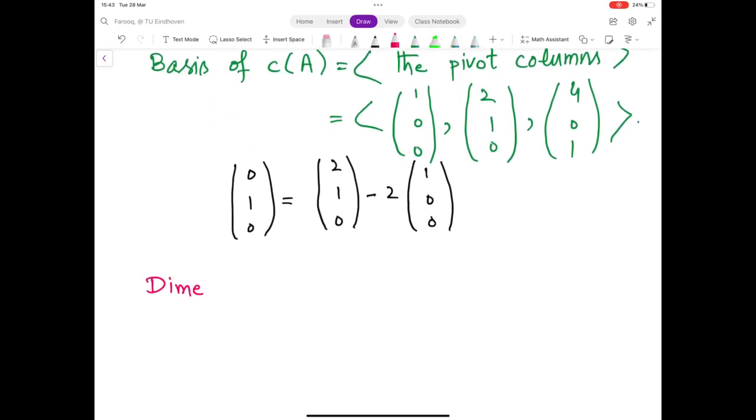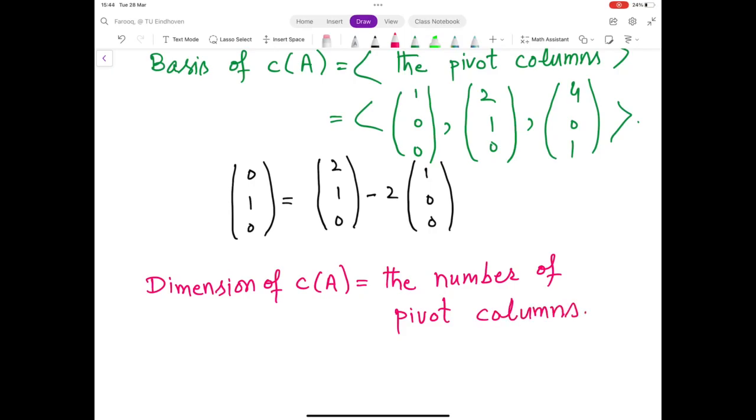And finally, the dimension of the column space is the number of pivot columns in the row reduced echelon form, which is in this case 3 because we have 3 pivot columns.